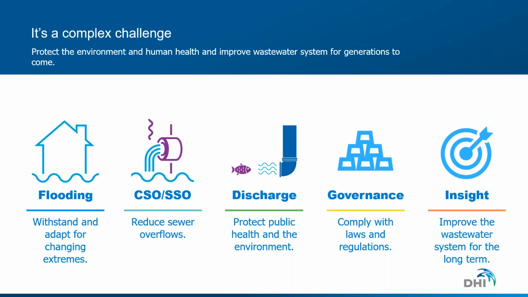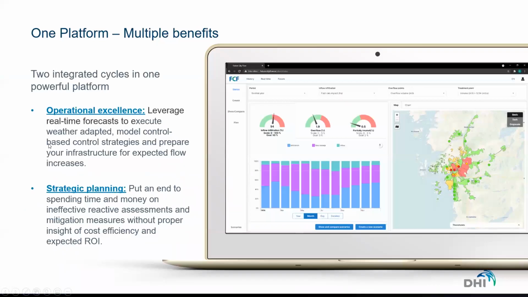And with regulations tightening, it's no longer a question of if you have to comply, it's a question of when and at what cost. With that in mind, we at DHI took our domain knowledge and our digital expertise and developed Future City Flow. Basically, Future City Flow uses a model of the collection system, it connects it with various data sources, and it presents it in a graphical user interface for result processing and analysis.